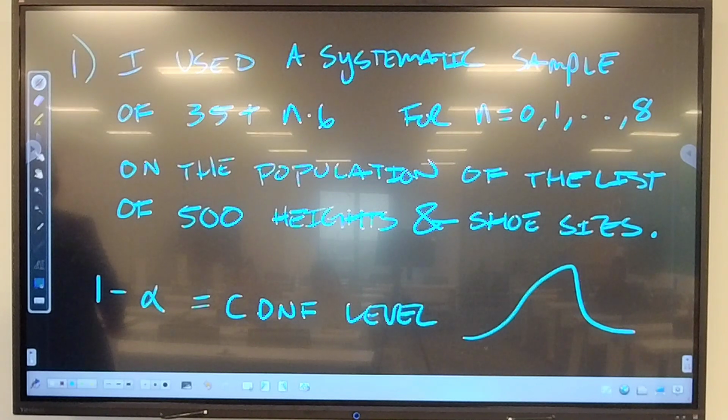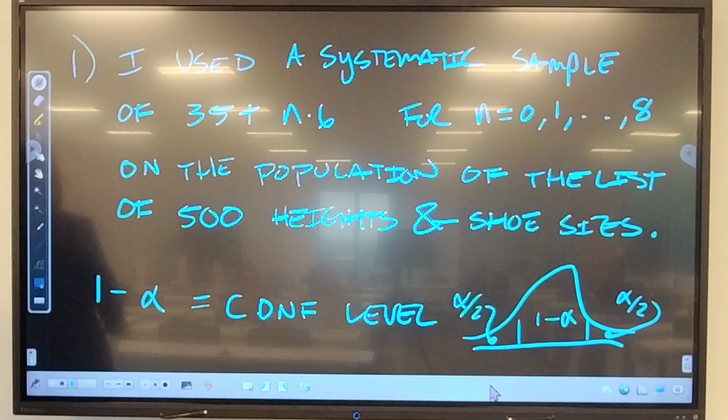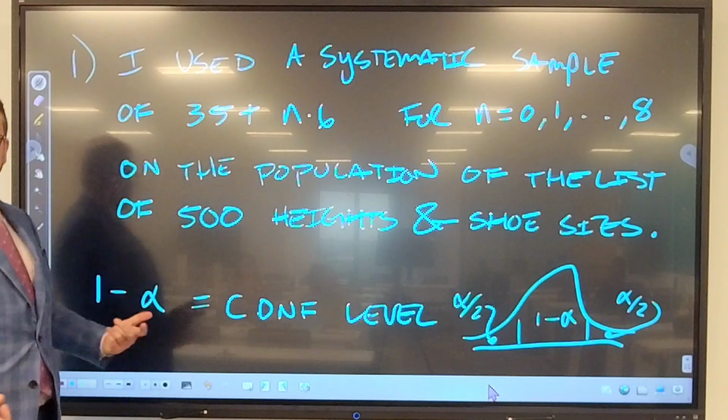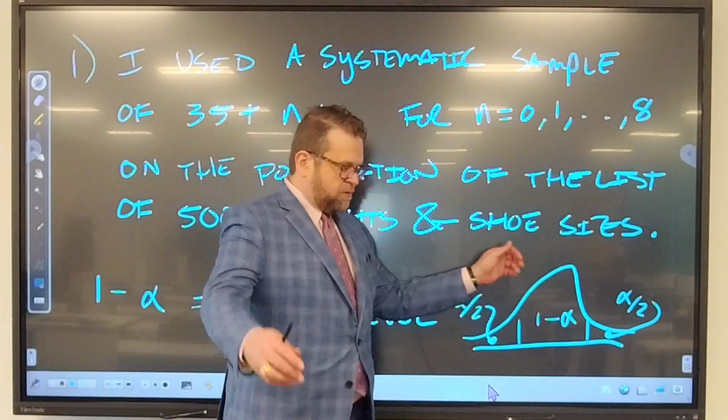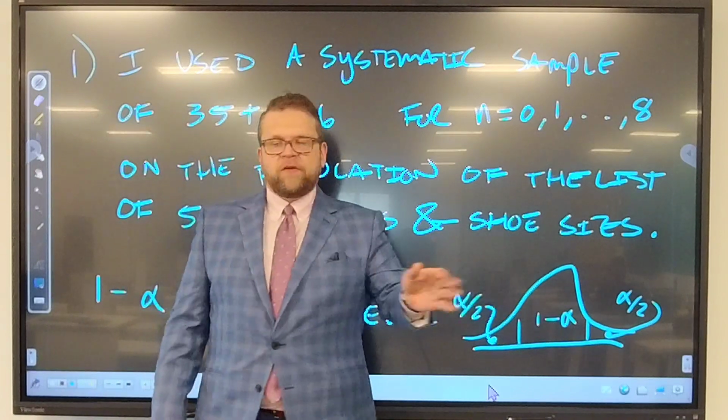It was this picture. 1 minus alpha is here in the middle. And you have alpha over 2 in this tail, and alpha over 2 in this tail. If you add the 2 alpha over 2's together, they're just alpha. 1 minus alpha plus alpha is 1. That's all the area under the curve.